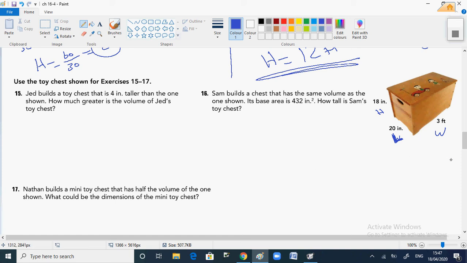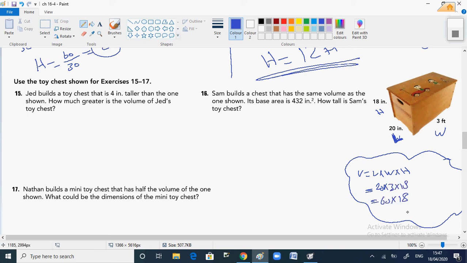The volume here, I will find the volume here. The volume here is length by width by height. So 20 by 3 by 18, 60 by 18, 0, 6 by 8, 48, 1080 cubic inches. The volume for this box, for this toy.